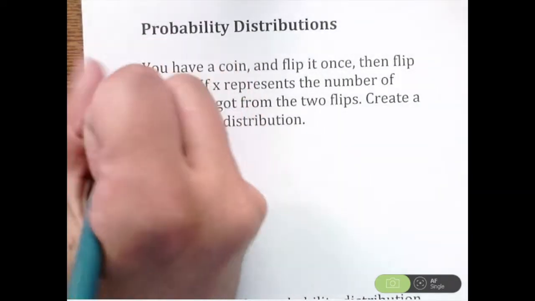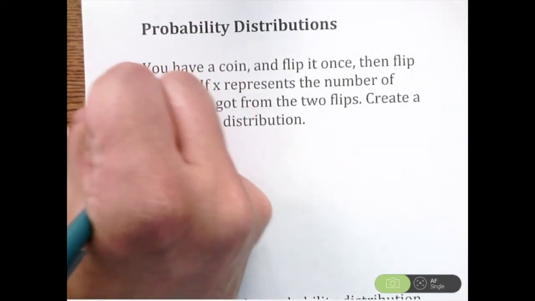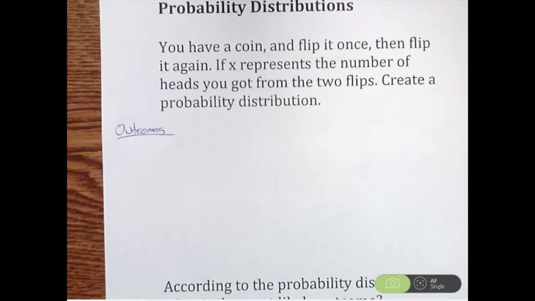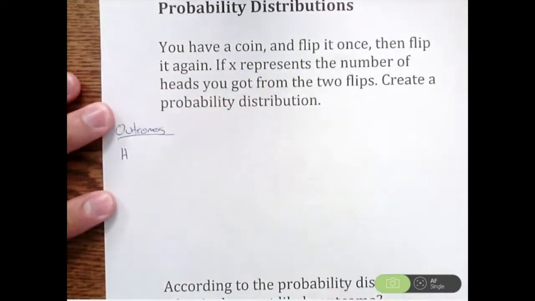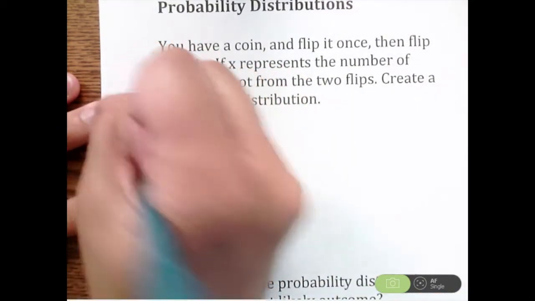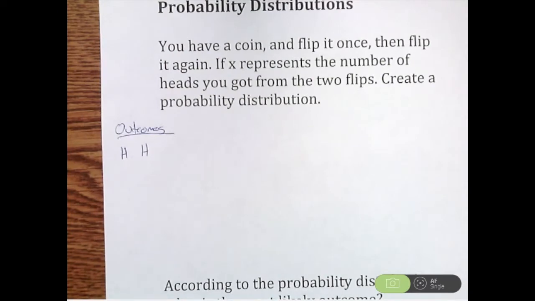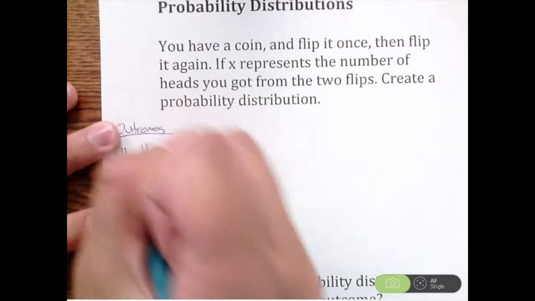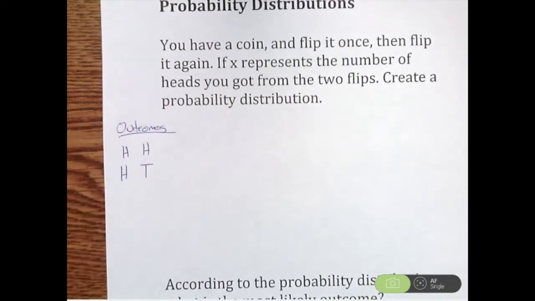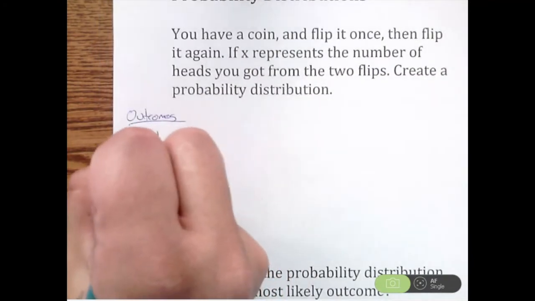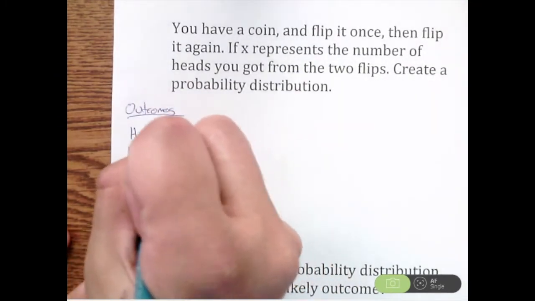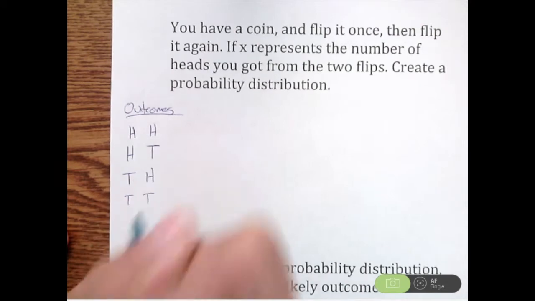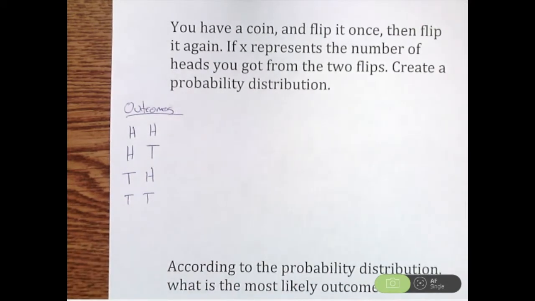First thing I want to look at is I want to list out my outcomes. So we're flipping a coin twice. I want to list out what are the outcomes of flipping a coin and then flipping again. So what we could do is flip it and get heads on the first flip, and then get heads on the second flip. And then let's think what else could happen. Well, I could get a heads on the first flip, but the second time I get a tails. Well, what happens if I start with a tails first? Well, I could start with a tails first and then get heads. Or I could do a tails first and get a tails. So I'm just listing out all the possible outcomes that can happen with flipping this coin twice.